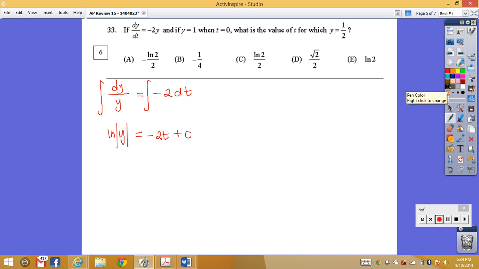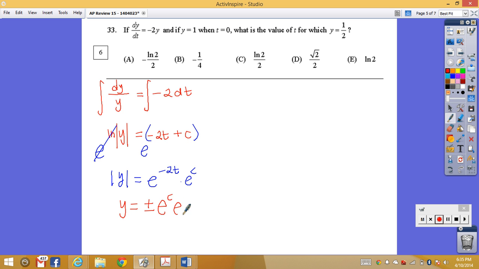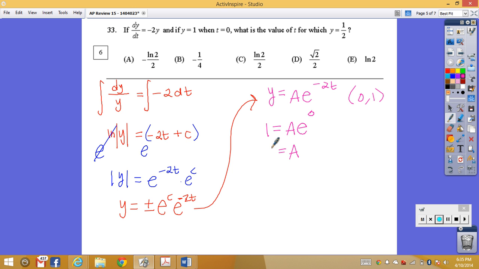If y is equal to 1, t equals 0. So I'm actually just going to go through the process completely. Absolute value of y is equal to e to the negative 2t times e to the c. That y, to eliminate the absolute value, I use plus or minus. I'm going to rearrange this, put that negative back. And then I'm going to call it a. And then I'm going to use the point, 0, comma 1. 1 is equal to a times e to the 0. A is 1. So y is equal to e to the negative 2t.